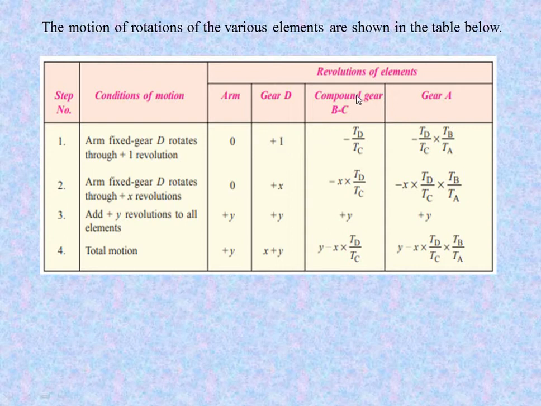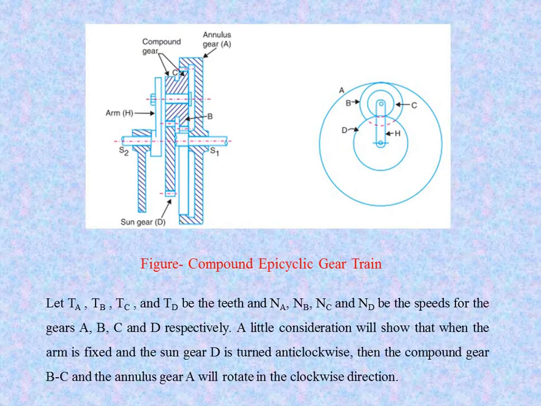Now the compound gear BC is minus TD by TC. Next, gear A is minus TD by TC into TA by TB. So we have to find out the speed of gear BC, which is minus TD by TC. Now next is gear A, which is minus TD by TC into minus TB by TA.